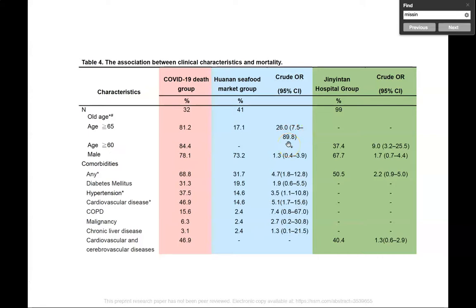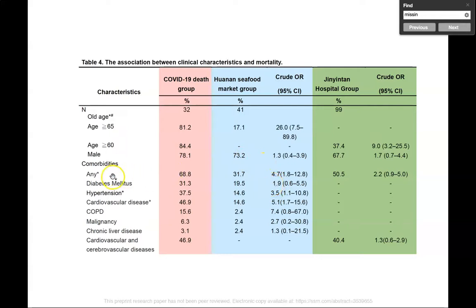All right? Next, when we look at being male or not, 1.3-fold increased odds, but not statistically significant. No difference there in the frequency of dying. So gender did not have, or no difference in the frequencies between being in either group based on gender.